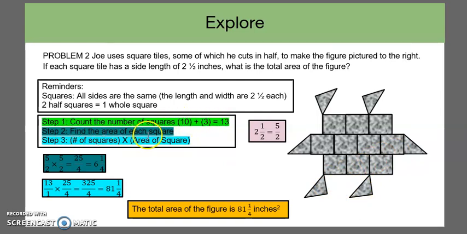Next, we're going to find the area of each square, which we converted from 2 1/2 to 5 halves. We got the answer here. And then we're going to multiply the number of squares times the area of the square. So the previous two answers, we multiply, and we get 81 1/4. So the total area of the figure is 81 1/4 inches, and don't forget the square. So inches squared. Now we're going to go into our summarization.